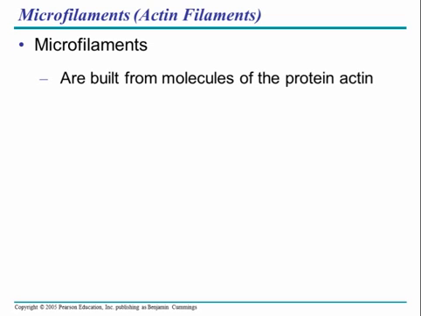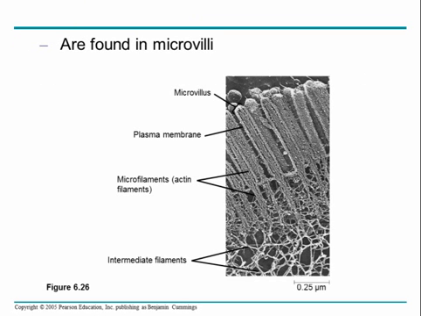And then microfilaments. Microfilaments are built of actin. You've seen actin maybe previously making up part of muscle cells. There was actin and myosin. But actin are found in microvilli, like those of the small intestine, that aid in absorption.